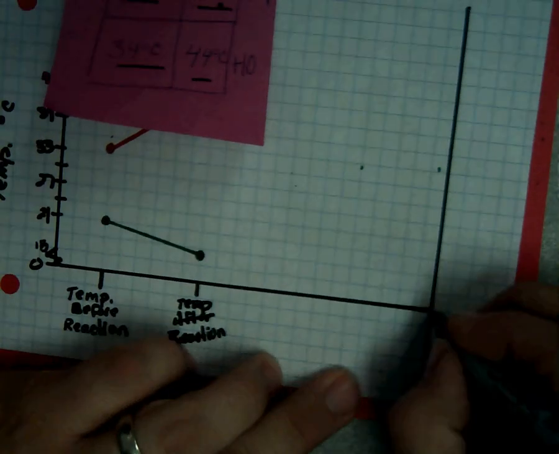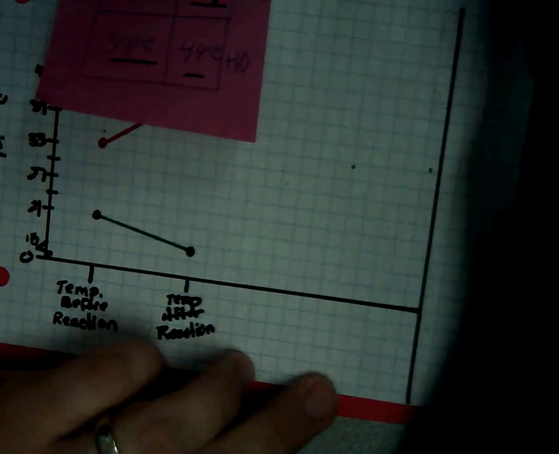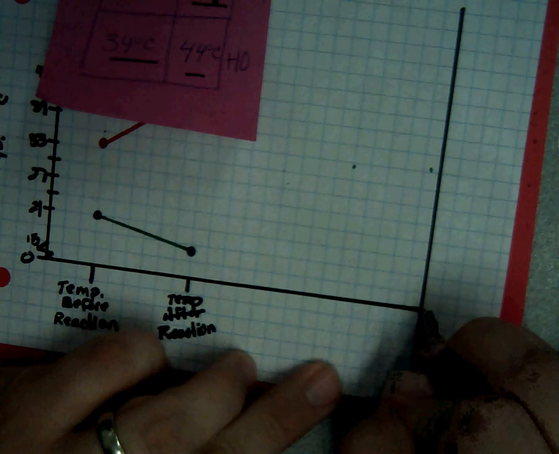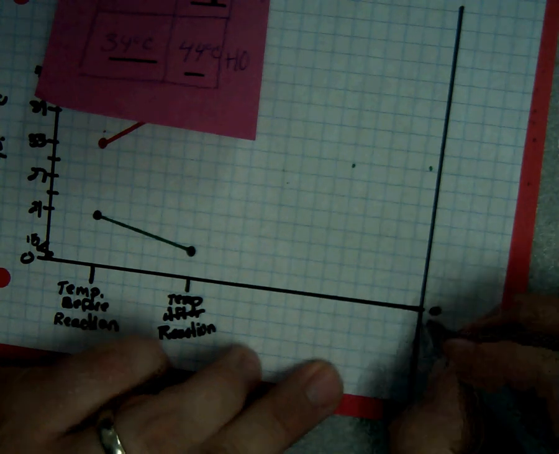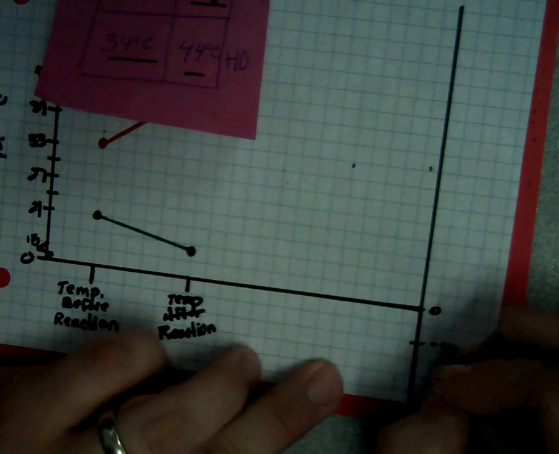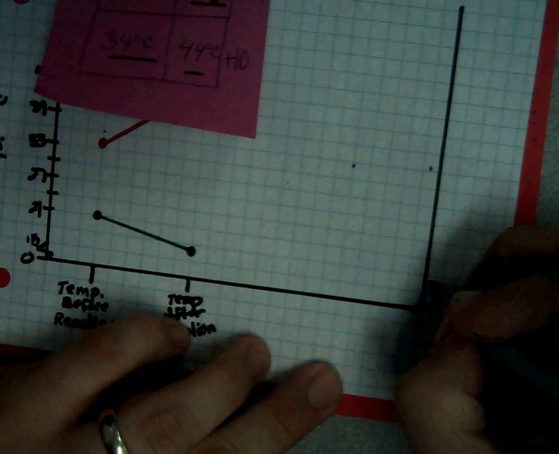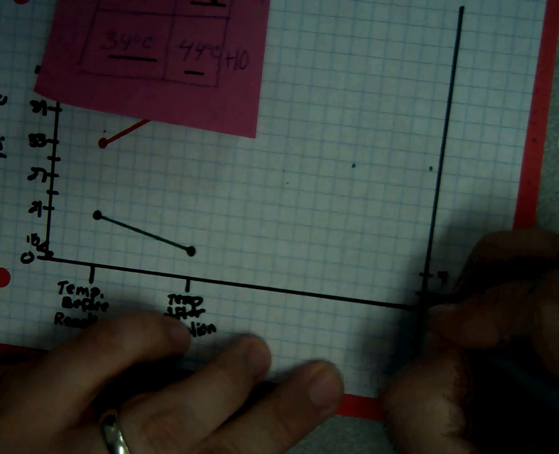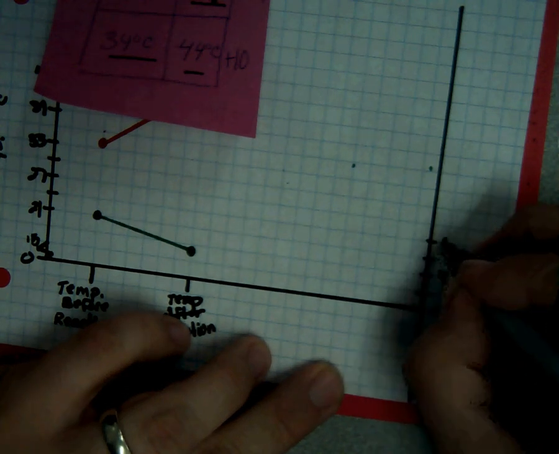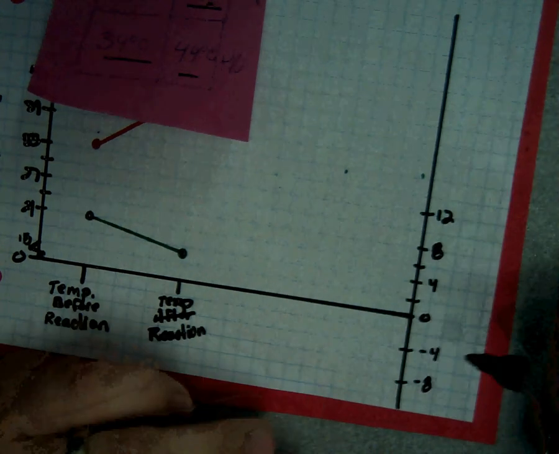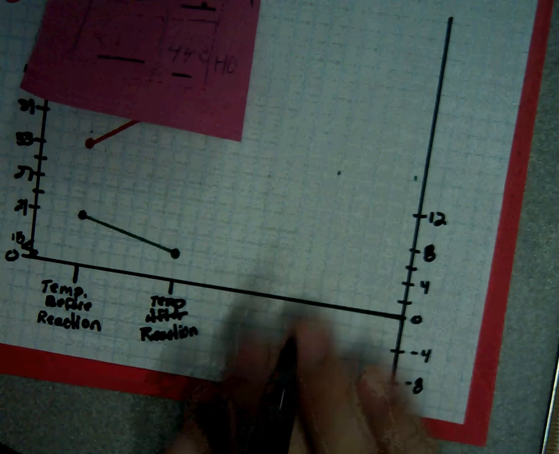So I'm going to start here now. I'm not going to have a break in scale though, because I need to show the difference between my positive and my negative. So I'm going to start by putting 0 as my base. I'm going to go negative 2, negative 4, negative 6, negative 8. I'm going to go 2, 4, 6, 8, 10, 12. Since I'm above this now, I can stop.